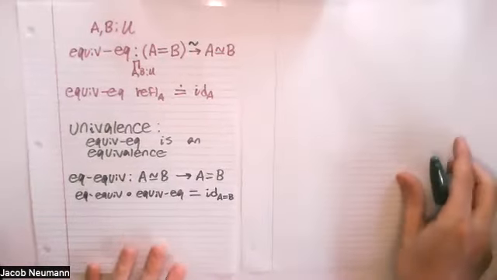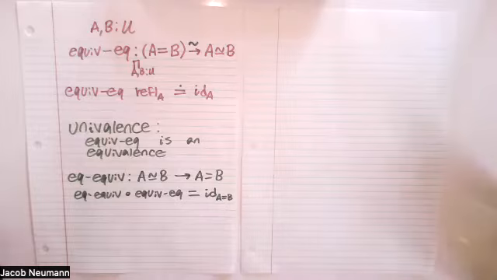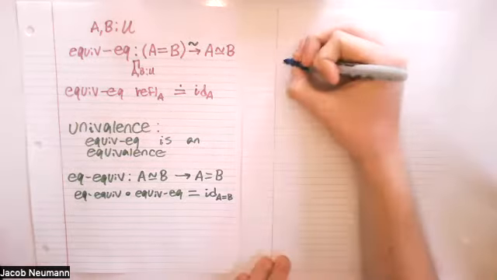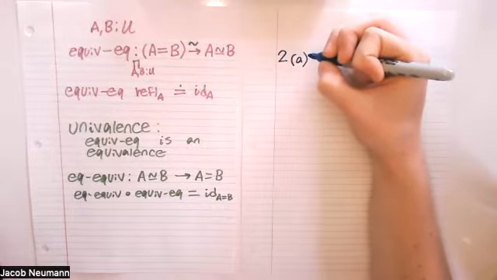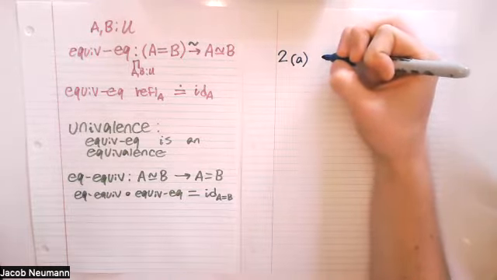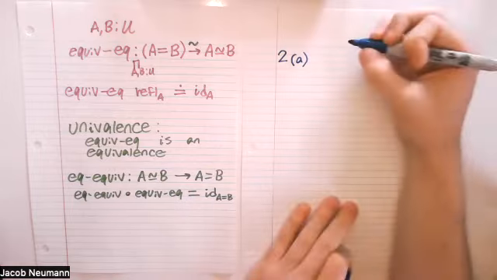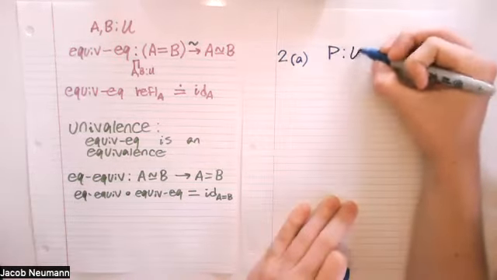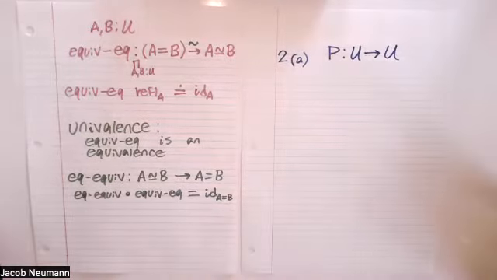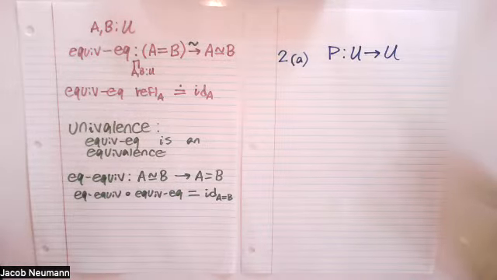Okay, so let's state what we want. The statement of 2: 2 has several parts. So 2a is as follows. What we're assuming is that we have a type family P, and I'm going to be writing the universe as U like this, which is how we've been doing it more in the lectures. But in the solutions, it's written as type. Those are just different notations for the same thing.